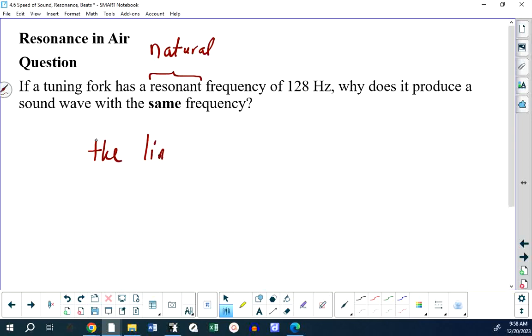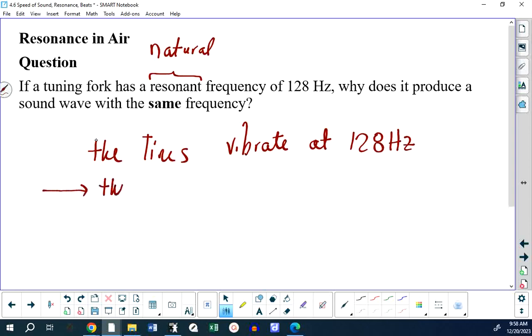the tines, when you look at a fork, you have a fork with those 4 pokey things, those are called tines. A tuning fork has 2 tines that vibrate at 128 hertz, causing the air to vibrate at 128 hertz. And I think that's good enough. If the air vibrates at 128 hertz, then you have a sound wave with a frequency of 128 hertz, because that's what a sound wave is, vibration of air.